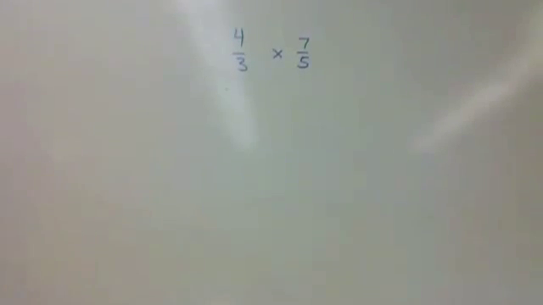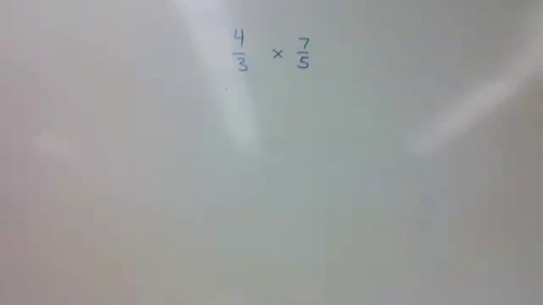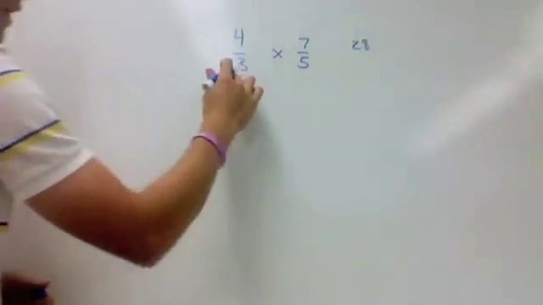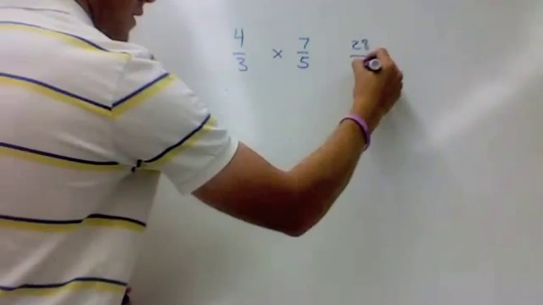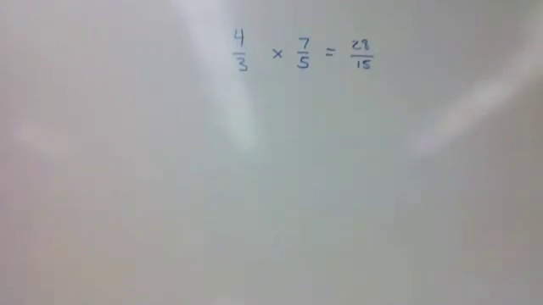So the next thing we're going to talk about in lesson 4 is multiplication and division of fractions. The difference between multiplying and dividing fractions and adding and subtracting fractions is we're not looking for a common denominator. Especially with multiplication, we're simply going to multiply across. So in this case, we take 4 times 7, and we get 28, and 3 times 5 is 15. And so there's your answer for something as simple as 4/3 times 7/5.